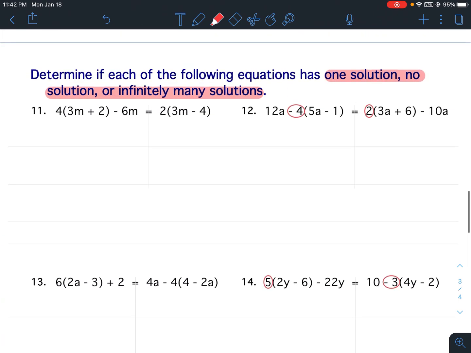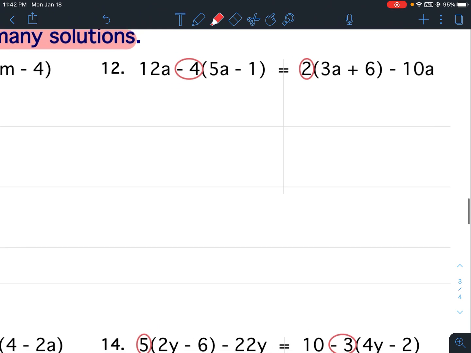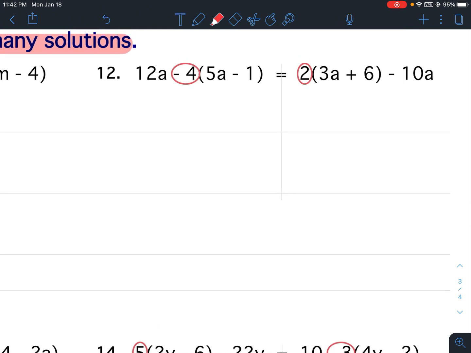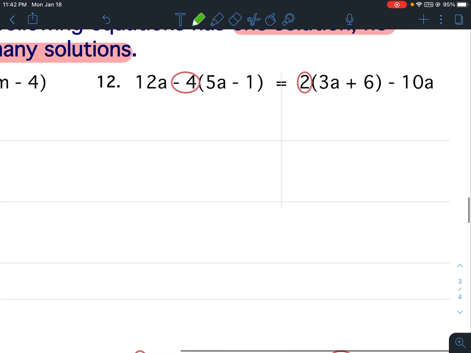So I'm going to do questions 12 and 14 with you. So like I said, you start with the first two steps. So I'm going to start with the distributive property. I'm going to distribute -4 and 2.